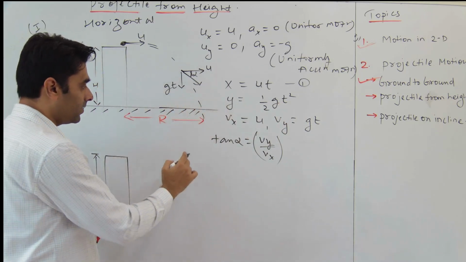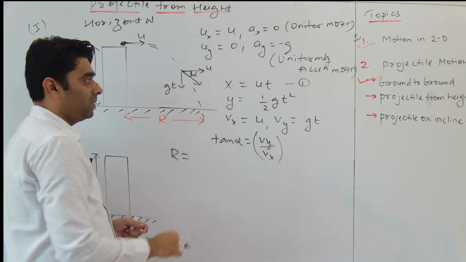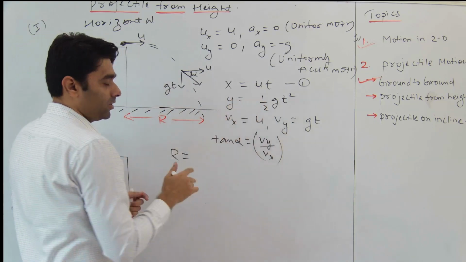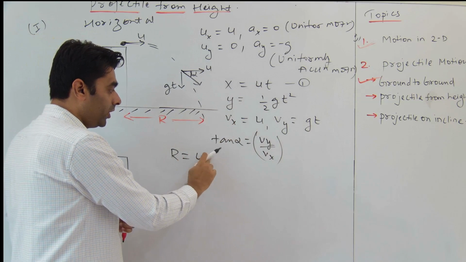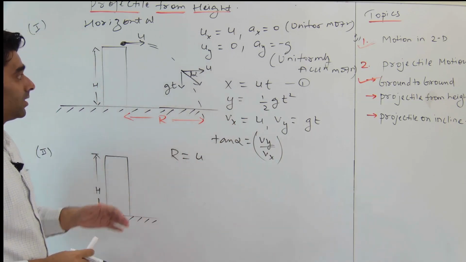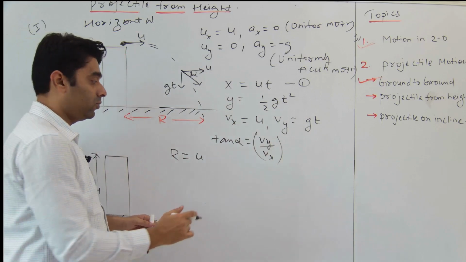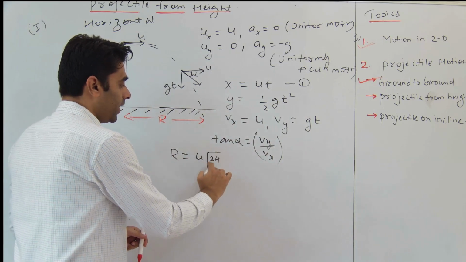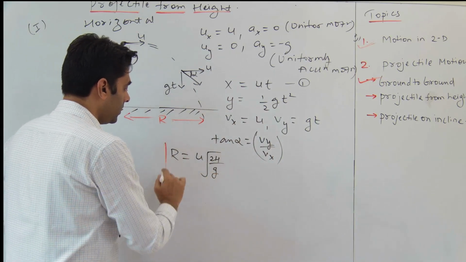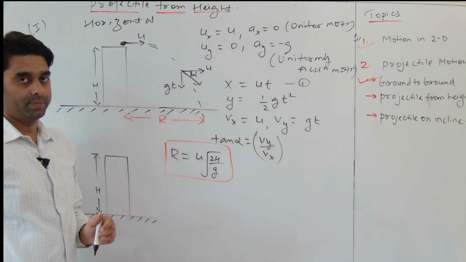Now range is basically your maximum horizontal distance, which is u into t. How much time it will take? The time taken by particle to fall down. Time taken by particle to fall down is root over 2h by g. So this is our range in horizontal projectile, right?